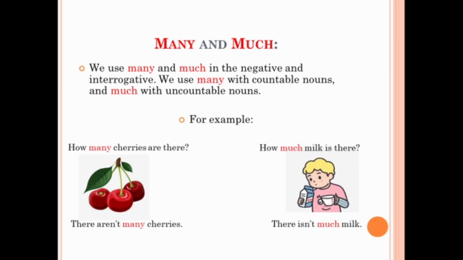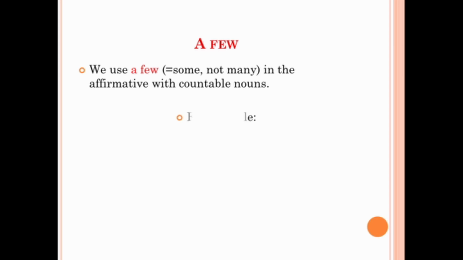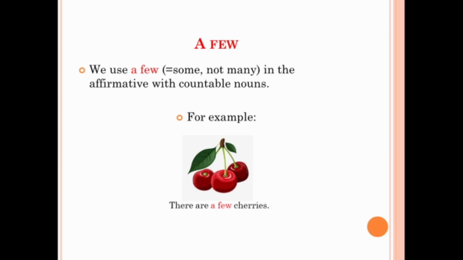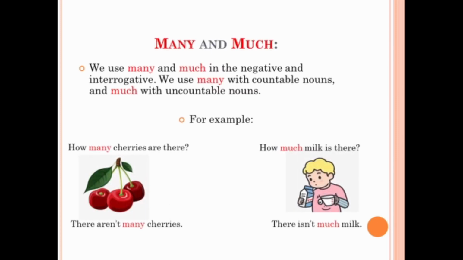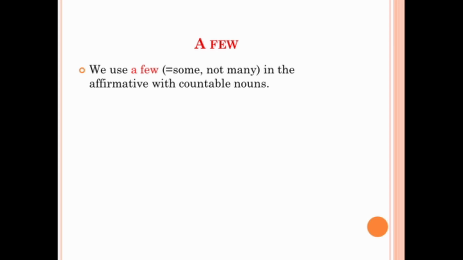For example, do you remember the previous sentence? There aren't many cherries. But what happens when we use a few? Can you please try to use it? I'm going to give you 5 seconds. Very good. You nailed it. There are a few cherries. Very good. So, now there isn't much milk. What happens with this one? Can we use a few? No, we cannot because a few is only with countable nouns.